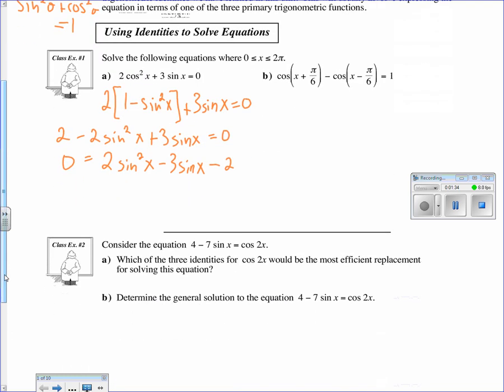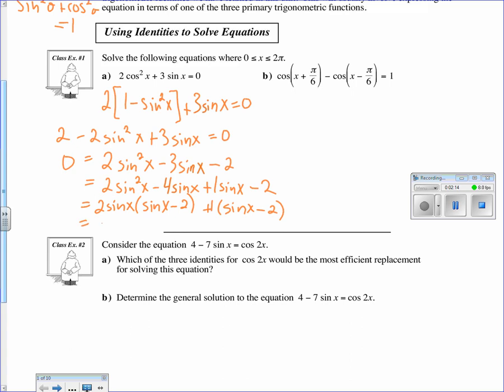Two numbers that multiply to -4 and add to -3. Those will be 2 sine squared x, replacing the middle term with minus 4 sine x plus 1 sine x minus 2. Factor out a 2 sine x. I'm left with sine x minus 2. I have to repeat that, sine x, pardon me, sine x minus 2, and that's a plus 1.